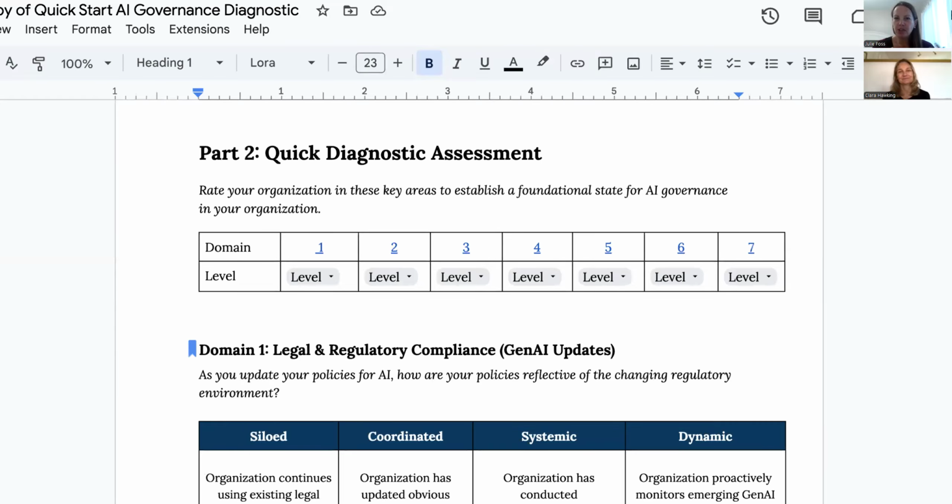So if that first part is a checklist, do you have it in place or not? The next part is really about that deeper dive and doing a self-assessment, really asking ourselves where we are in terms of our proficiency and our maturity as an organization.